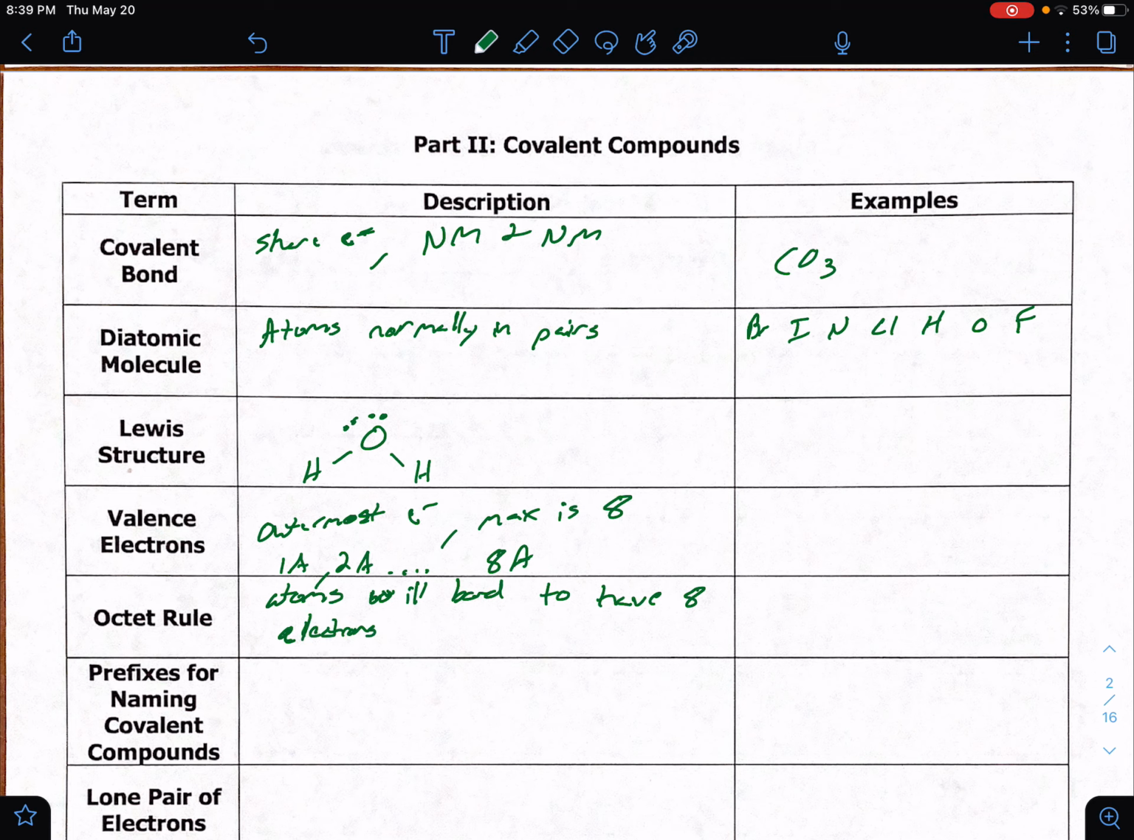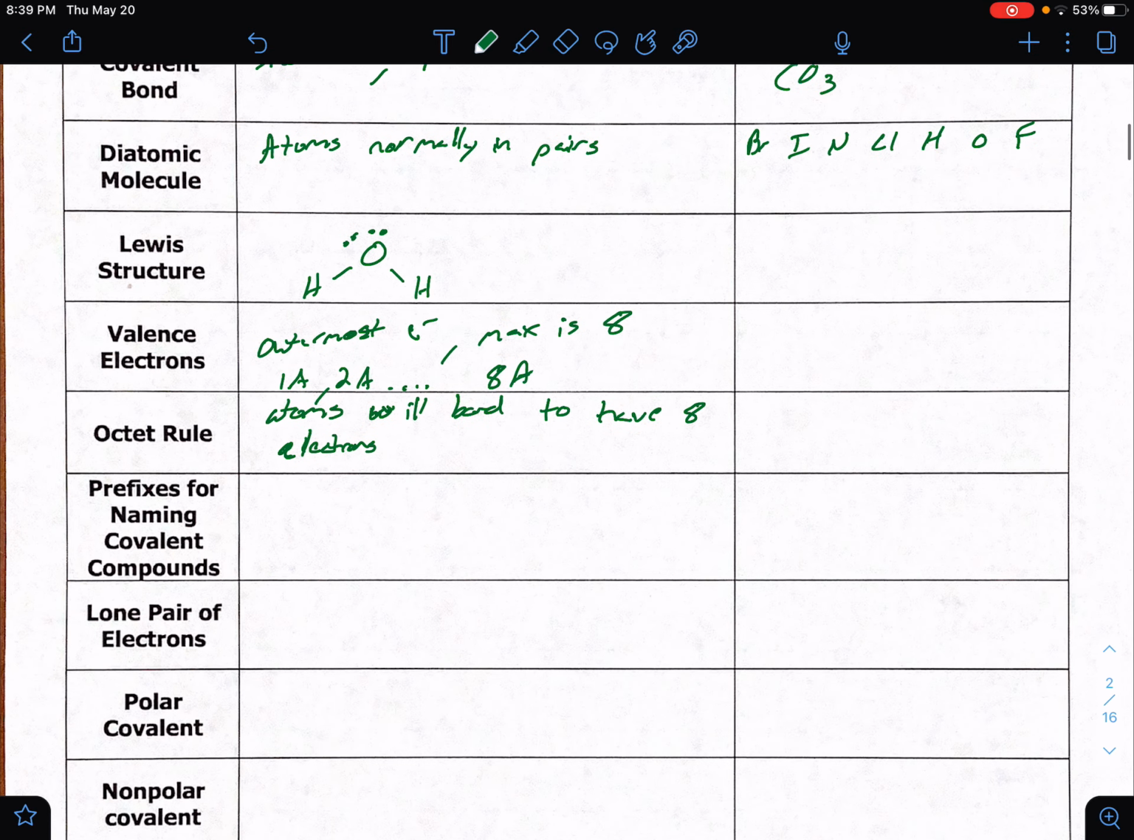Okay, so they all want 8 valence electrons. So this is why they make those shares, those bonds, is to achieve that. Whether they need to share electrons or take them, that's what they'll do. Okay, so for covalent bonds, whenever we do our naming, we use our prefixes now.